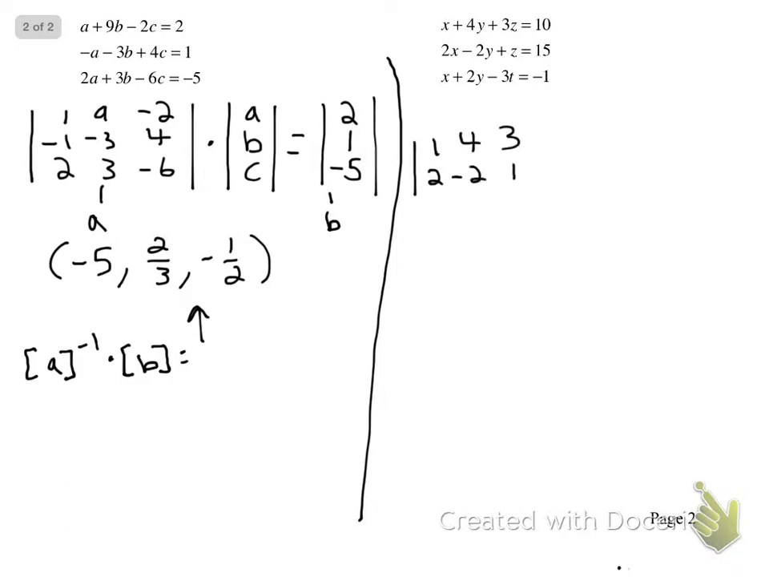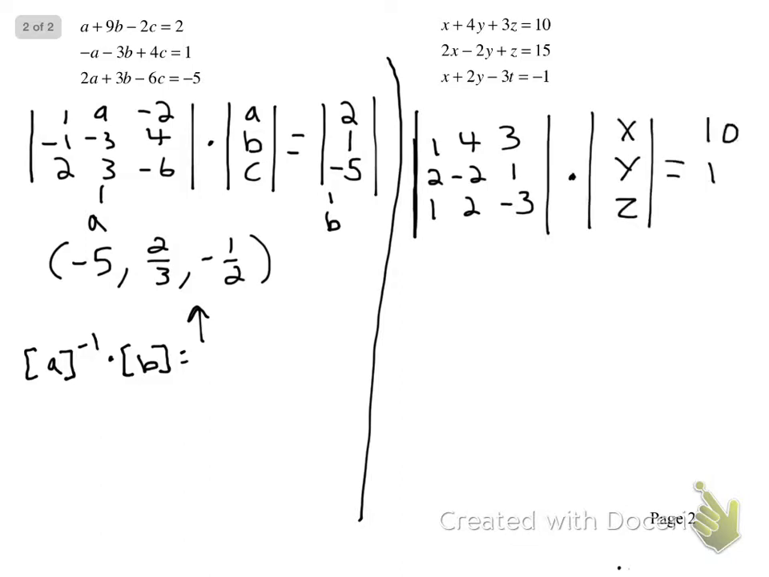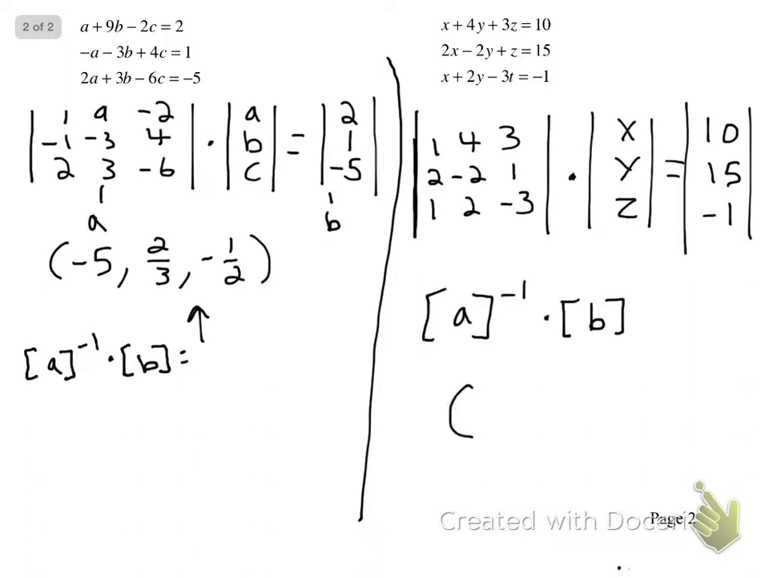Do the same thing for the next example. Set up your matrix equation. You'll do the inverse of A times B, and that will be your solution. You remember, this is A, this is B. Not too hard, you just got to make sure you know how to use your calculator properly. We'll go over it more next class.